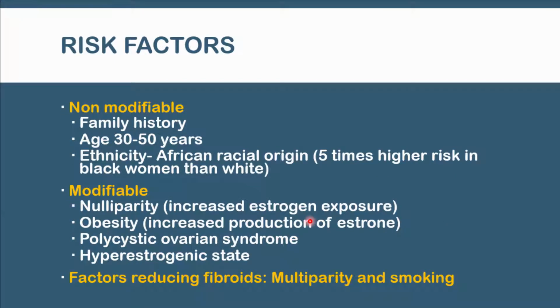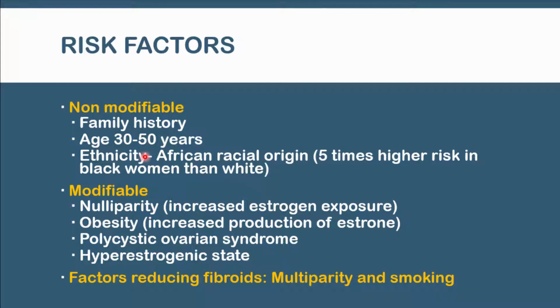Some risk factors are going to be either modifiable or non-modifiable. Now, with the non-modifiable risk factors, meaning you can't really do anything about it. You can't do anything about your family. You can't do anything about your genetics. So a family history has been shown to predispose individuals to developing fibroids. It could be either a first-degree relative, a mother, a sister, or even a daughter developing fibroids. Then there could be an age between 30 to 50 years. That's where they're much more common. And of course, there's a predilection for African racial origin, meaning it's 5 times more common in Black individuals than it is in white women.